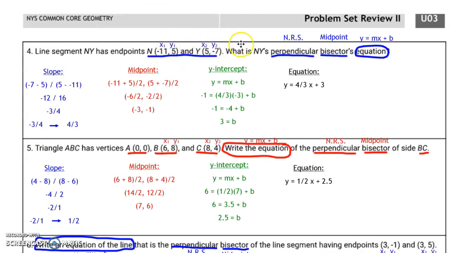All right, make sure every time you do a question like this, you're annotating it, because sometimes it might not say bisector, sometimes it might not say perpendicular, but every time it says perpendicular, you do a negative reciprocal slope. Every time it says bisector, you're doing a midpoint. Every time it's looking for an equation of a line, you're doing y equals mx plus b, and most of the time they'll give you the x1, y1, x2, y2. Slope, midpoint, y-intercept equation. By now, it's kind of like baking a cake. You just throw the ingredients together, and there you go.